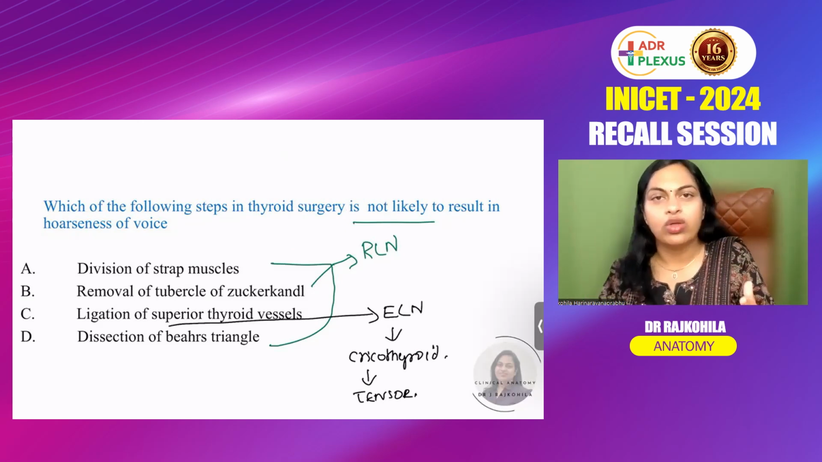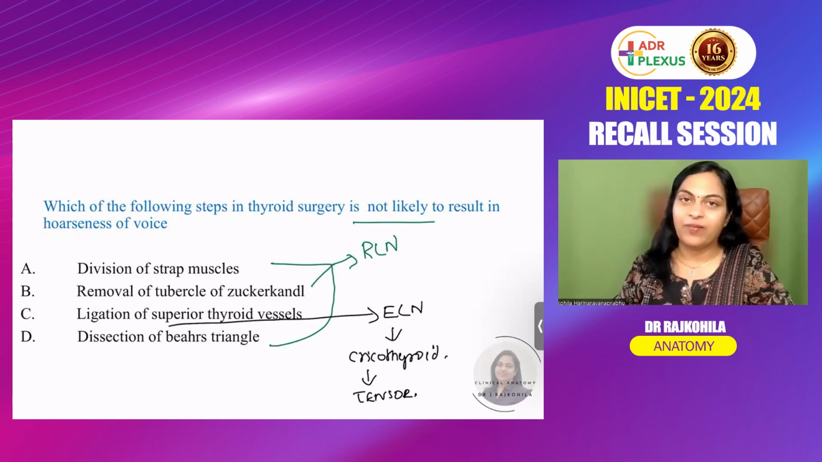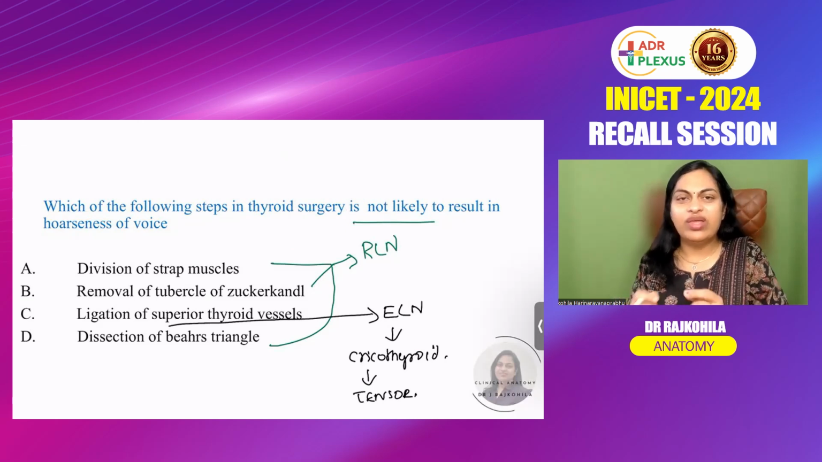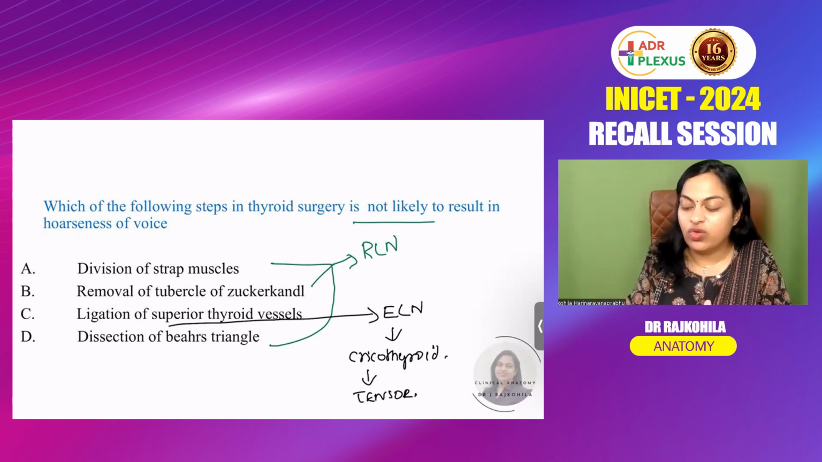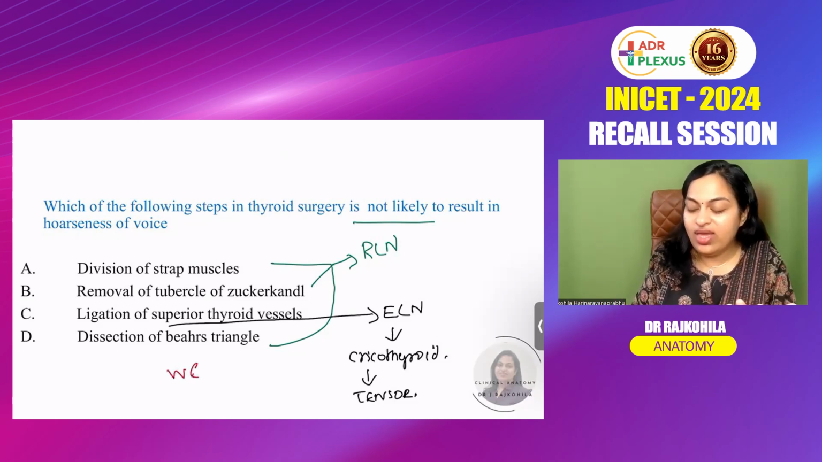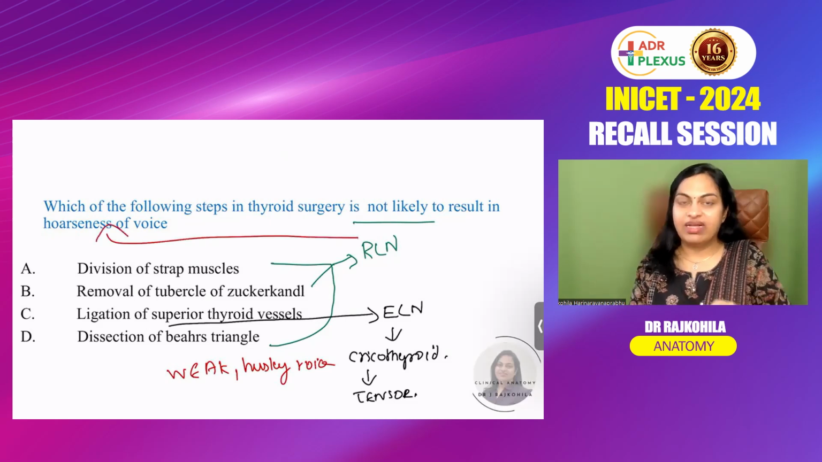Why do you want to tense the vocal cord? You want to shout, you want to increase the pitch of the voice, you tense the vocal cord. And that is done by this cricothyroid. So injury to the external laryngeal nerve while you try to ligate the superior thyroid artery leads to paralysis of the cricothyroid, and typically the patient is going to present with what voice change? A weak husky voice and not hoarseness. Hoarseness is typically for recurrent laryngeal nerve palsy.